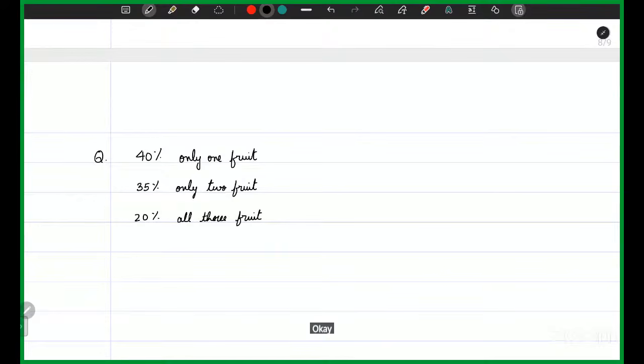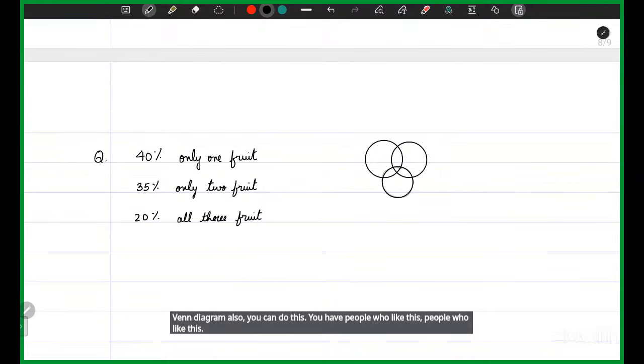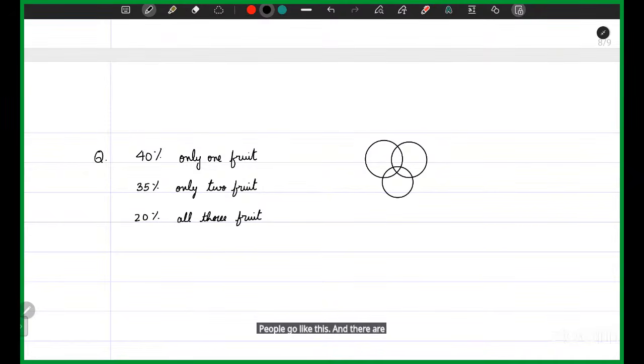Okay. So here I can tell you, using a Venn diagram also you can do this. You have people who like this, people who like this, people who like this, and there are people who don't like any of them. So assume that there are 100 people in the city. So your universal set has 100 people.